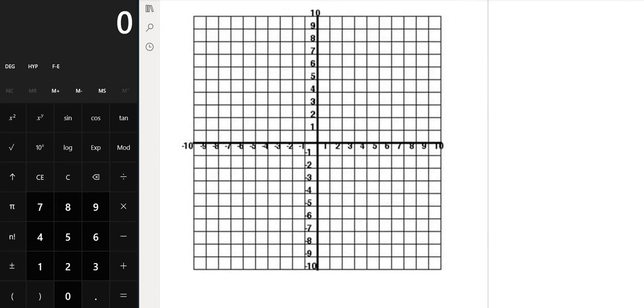So we have 10, 2. And then the other point that we have is negative 3, 8. Negative 3 and then up to 8 right here. Okay, so now we're going to connect those 2 points.